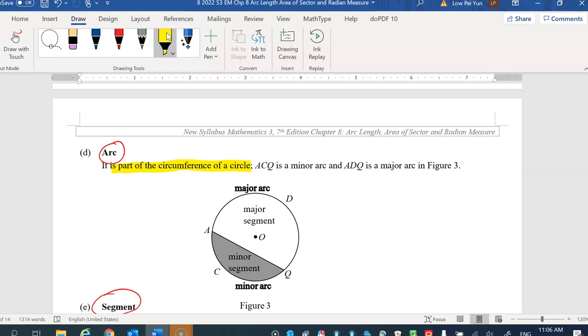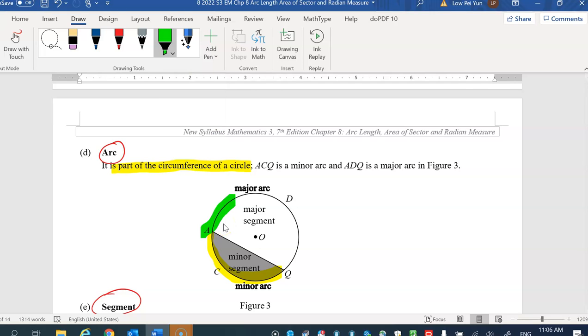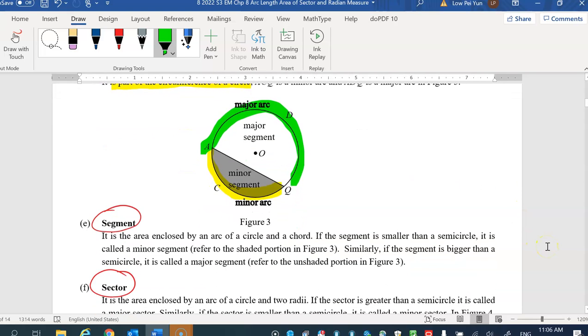So as you can see, ACQ is the minor arc because it is less than the semicircle, and the major arc is the bigger one, where you can see it is ADQ. So it's bigger than the semicircle. Moving on. Now let's look at segment.